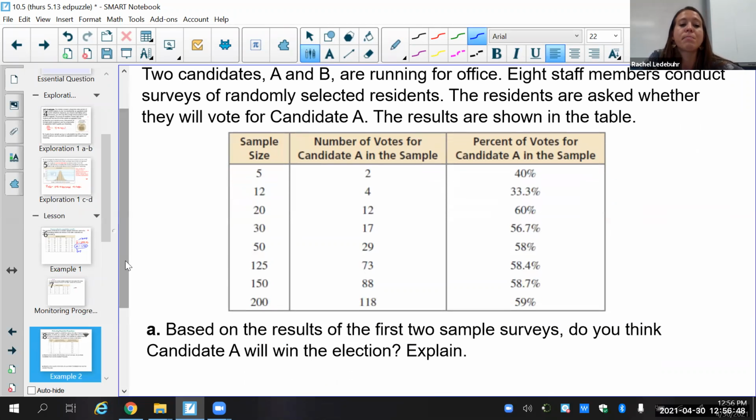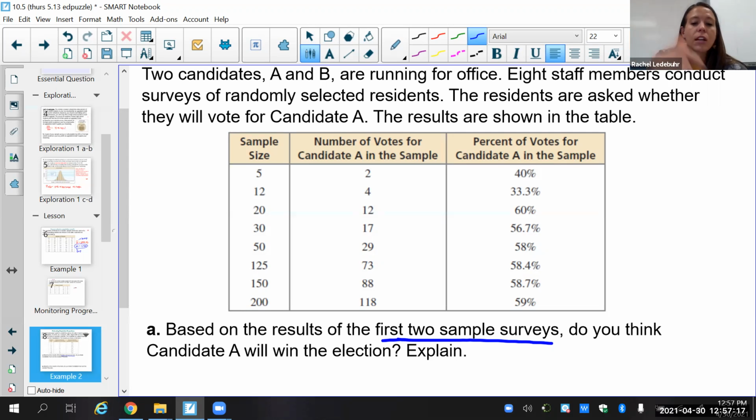First question asks, based on the results of the first 2 sample surveys, do you think that candidate A will win the election? Let's back up a second. To win an election, if there are 2 candidates, I need more than 50% of the votes, right? Because if there's 2 candidates, that's it, right? Even if I have 51% of the votes, I'm gonna win. If I have 48, I'm gonna lose.